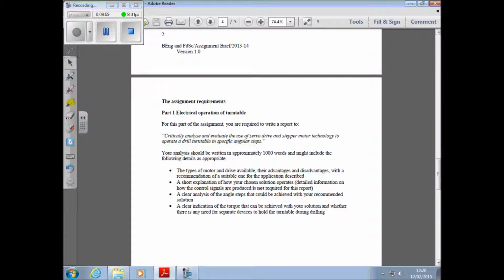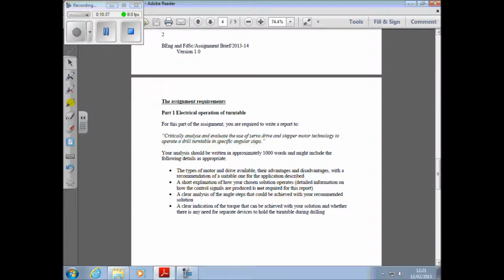A short explanation of how your chosen solution operates. Detailed information on how the control signals are produced is not required for this report. You might look at the switching algorithm a little bit that we're going to look at later, the basic, what you have to do on the 4 inputs or whatever they are, but you're not expected to look into how a controller would produce those very quickly to get it to run. That's not what this assignment is about.